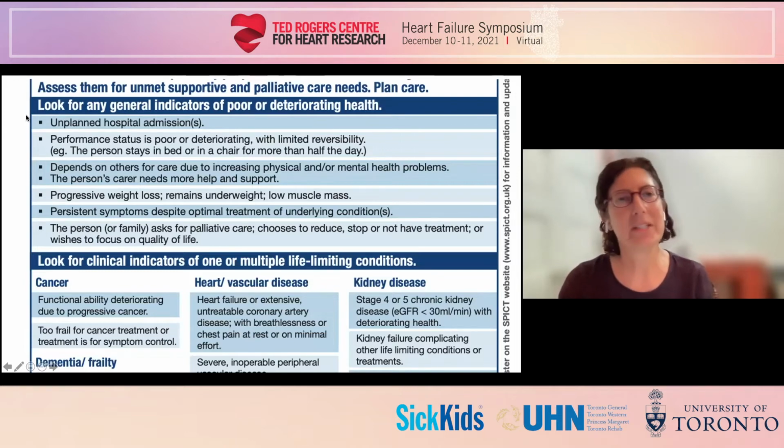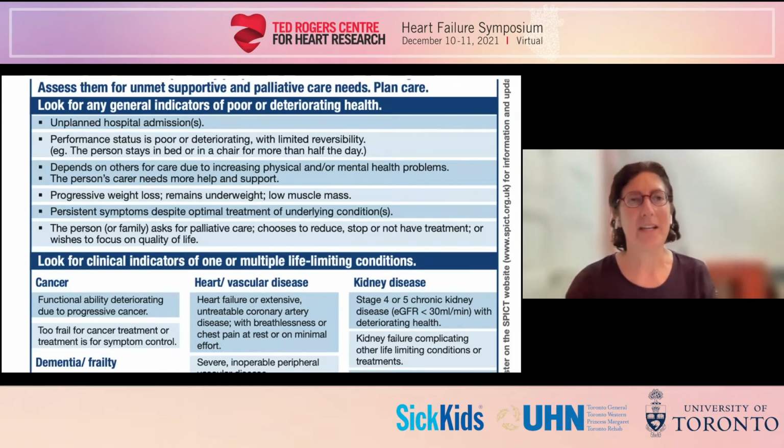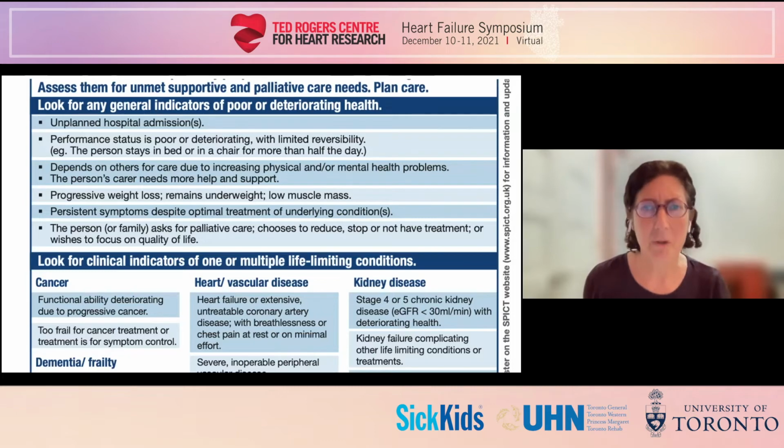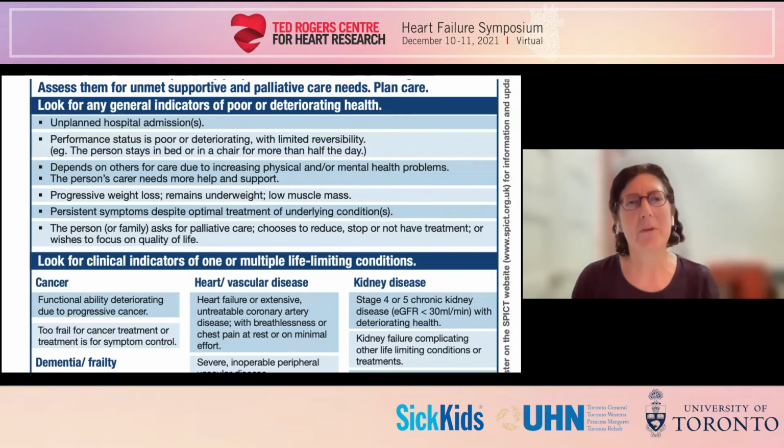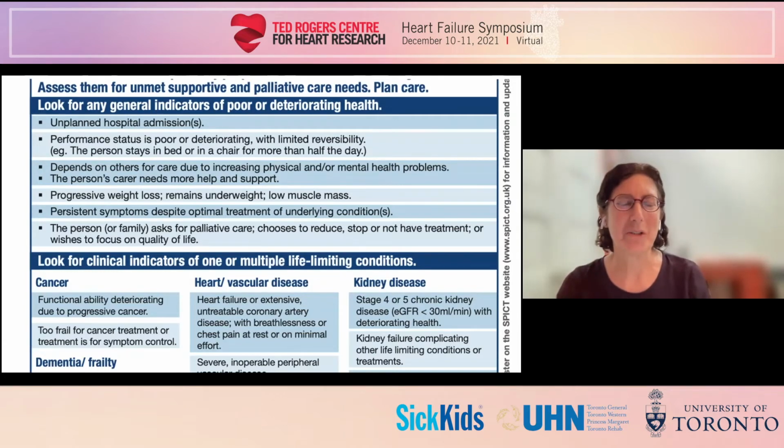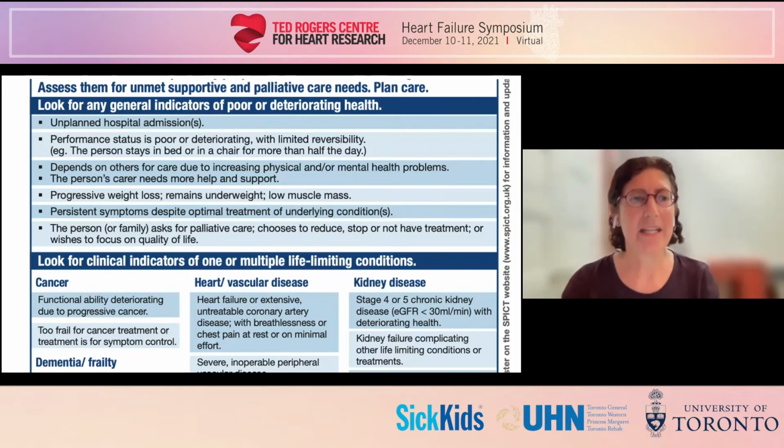This will be familiar to all of us who take care of people with chronic illnesses. If you start to see more unplanned hospital admissions, if you start to see their performance status getting poor or deteriorating, you look at the patient and think, you used to come in on your own, and now you're coming in with your daughter because it's a little bit hard. Maybe you can't park in the parking lot and get here without help. That's the sort of thing you're looking for, that they're depending on others for care. There's progressive weight loss, et cetera.